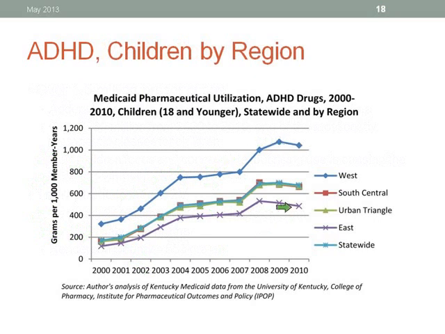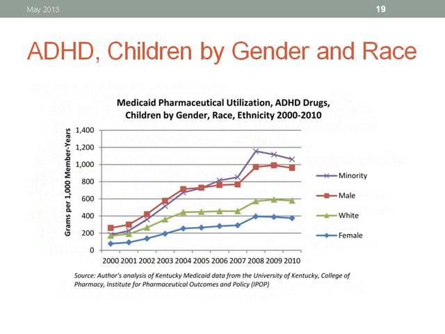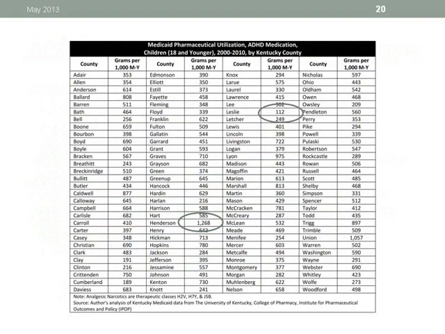The eastern part of the state is much lower. And then here we look at the minorities again. This is like what we saw with antipsychotics, much higher, then followed by male. The females down here. And then if we look at a table, you can see Henderson County is, to a certain extent, really driving what's going on out west.